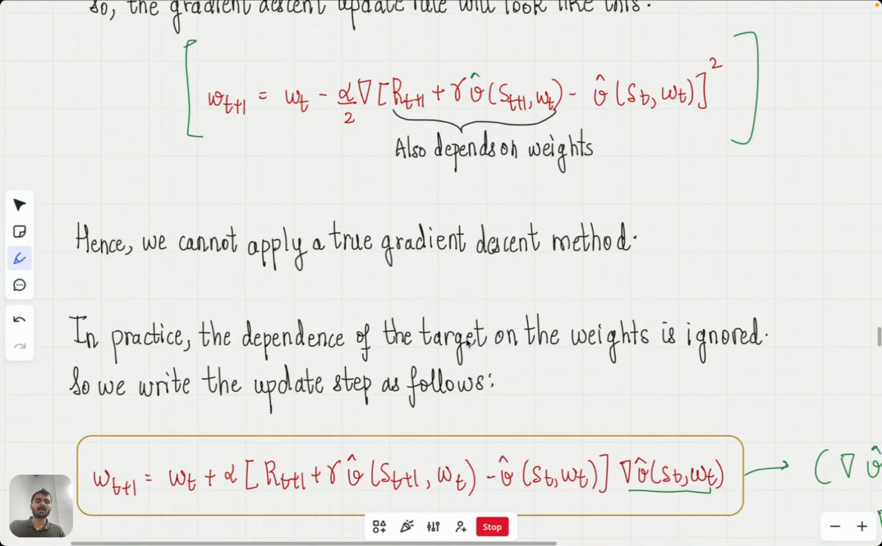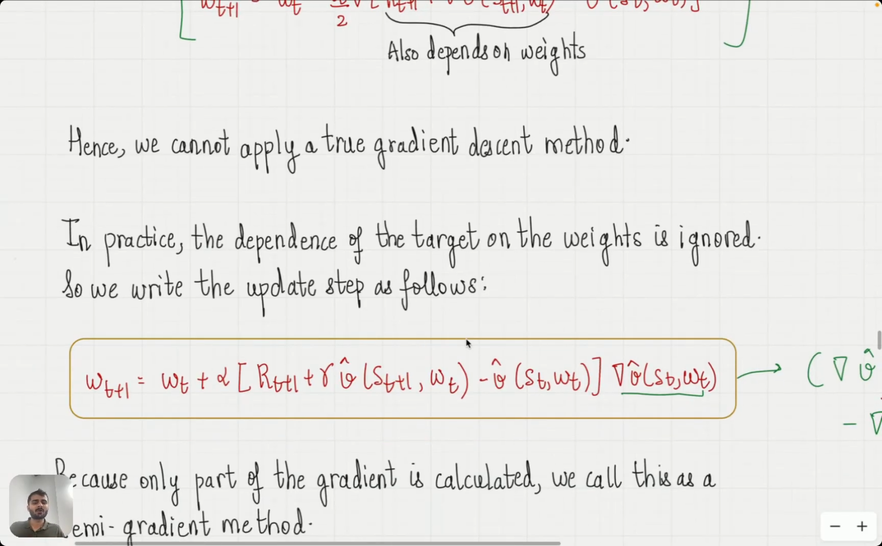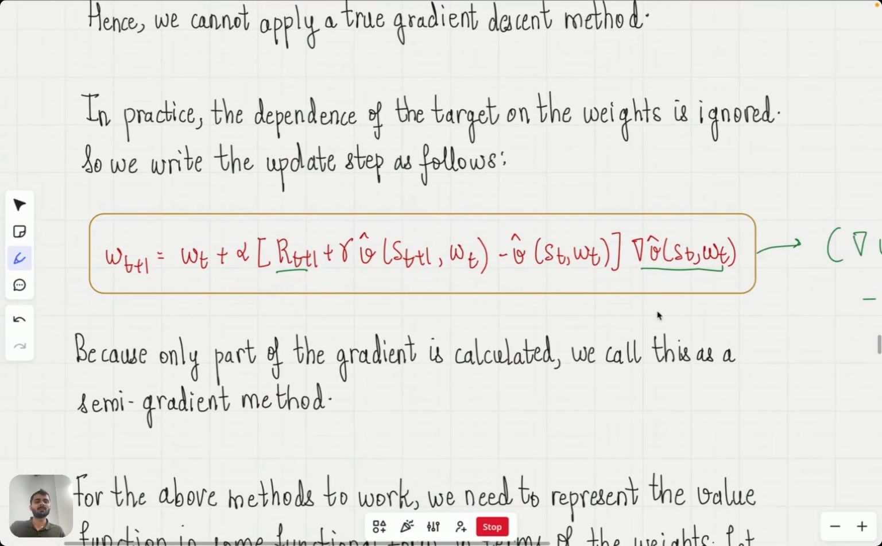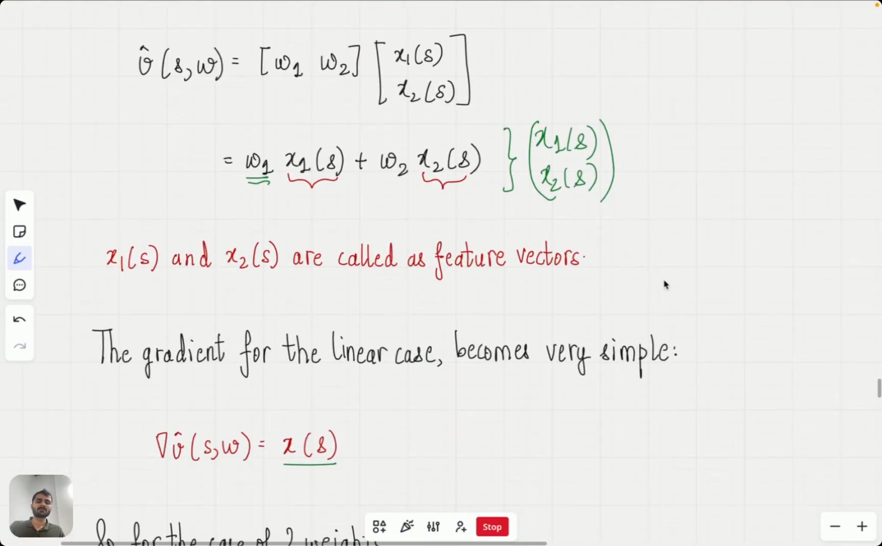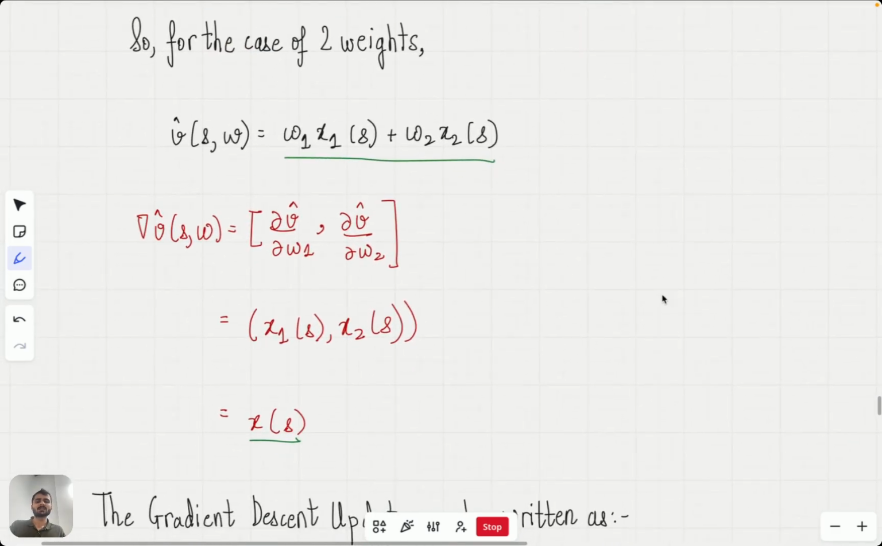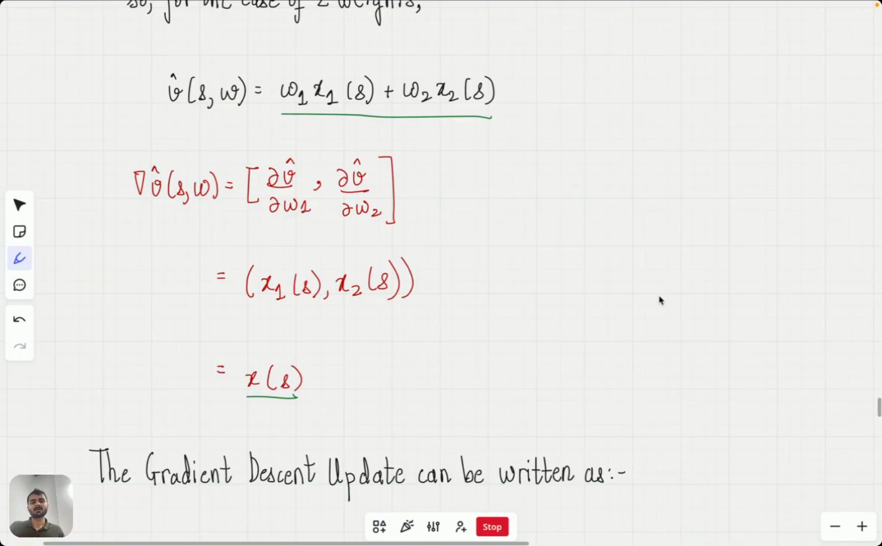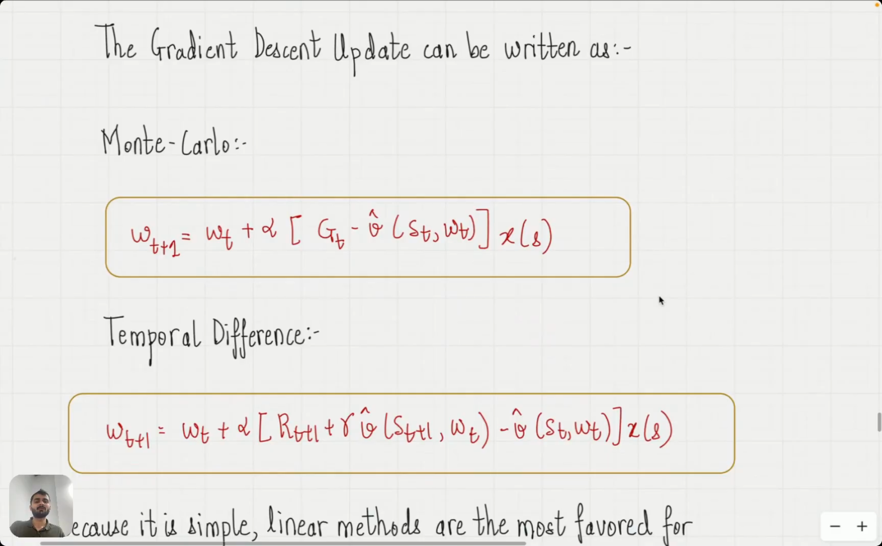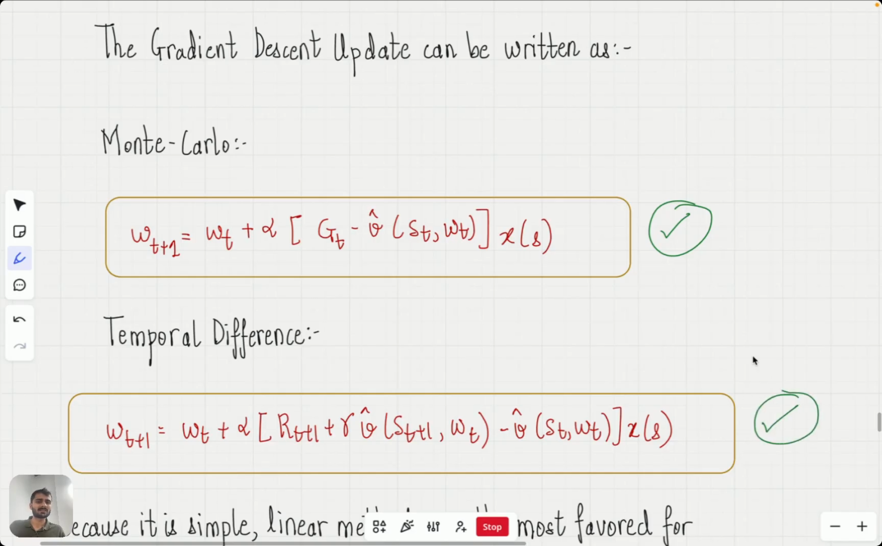What I do is, let's say I am in a state and I get a reward. I add that reward to my previous estimate of the value function of the next state, and I subtract from it the estimate of the value function of the current state, and I just multiply it by the feature vector, which is x of s, because my gradient is given by x of s. So for the case of two weights, and for any number of weights for that matter, the gradient descent update rule for Monte Carlo can be written as this, and for the temporal difference method it can be written as this.